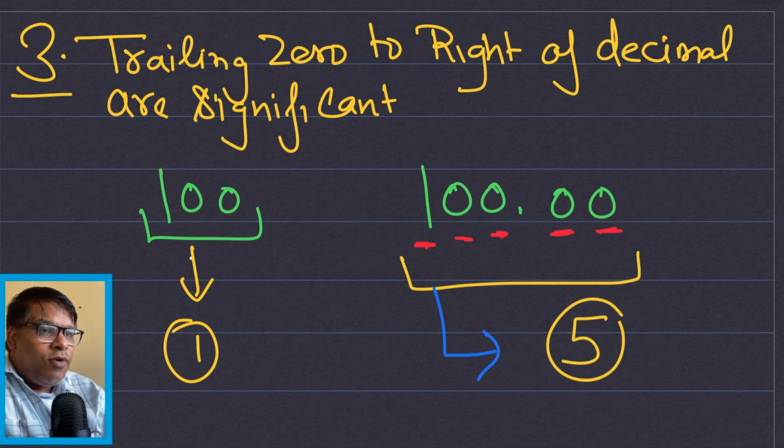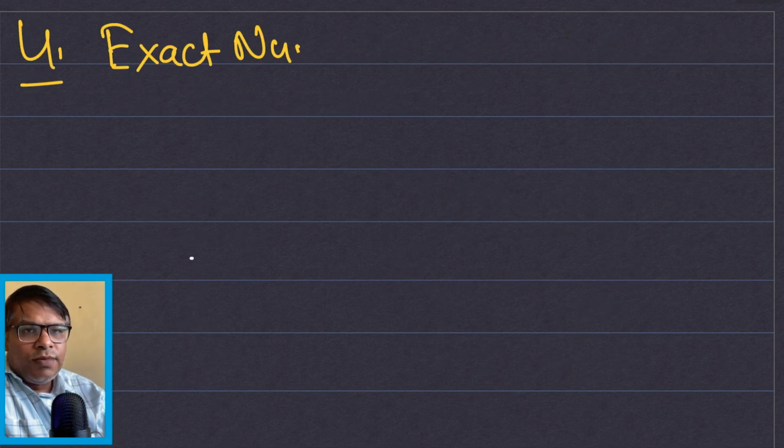It will be 5. Hopefully it is clear to you. Okay, now let us move further.